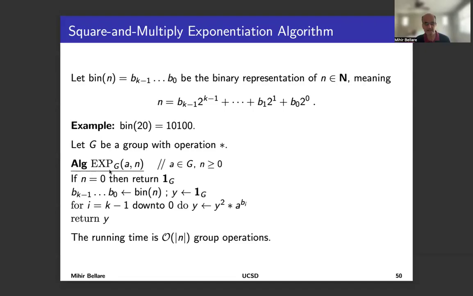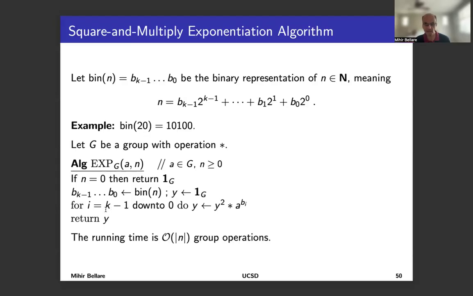Now, this algorithm takes a and n and raises a to the power n. And the way it does it, it just does what we said before. First off is a base case. If the exponent is 0, we know by definition that a to the 0 is the identity element, so that's what we return. Otherwise, we expand and get the binary representation of n, the exponent. We initialize our variable to the group identity, and then we do our square and multiply.